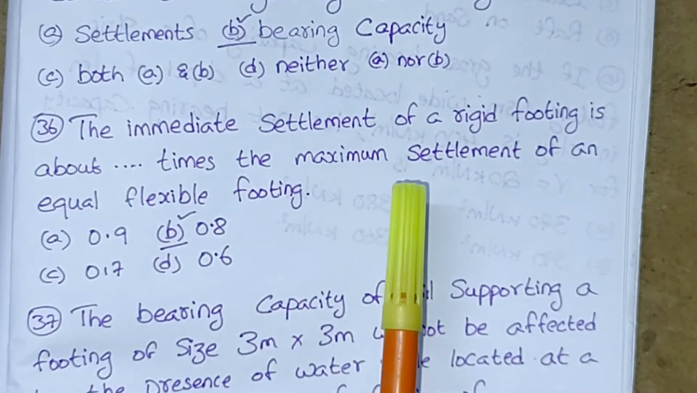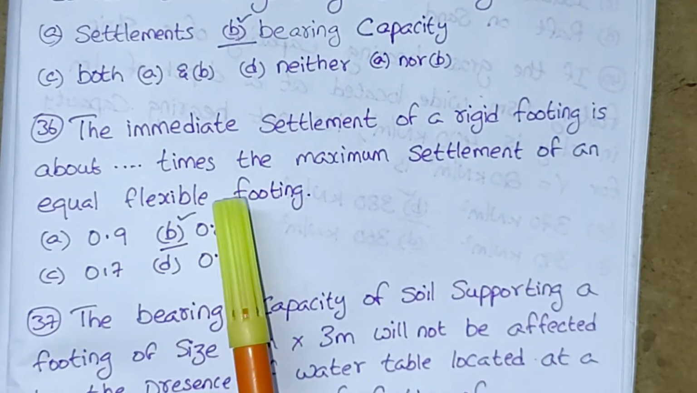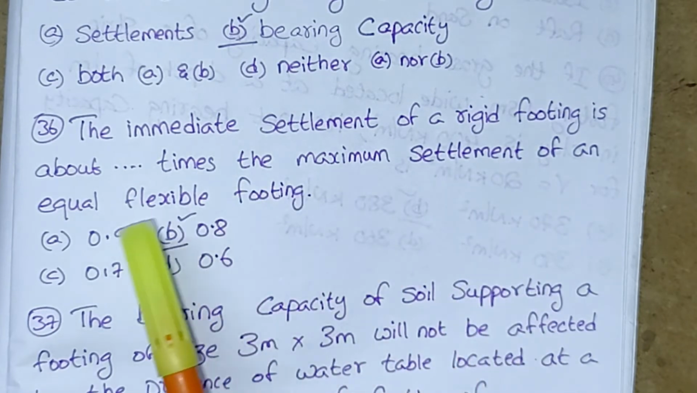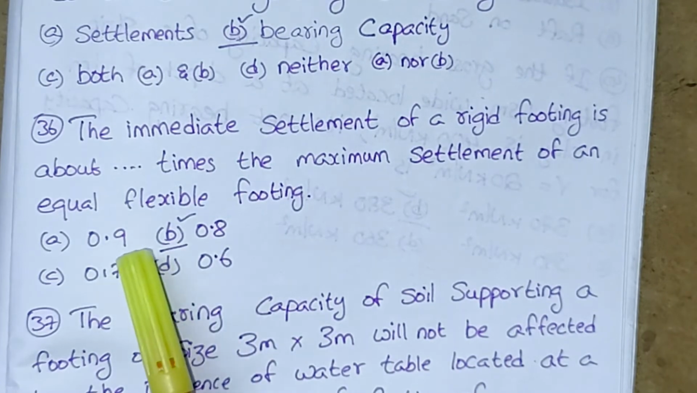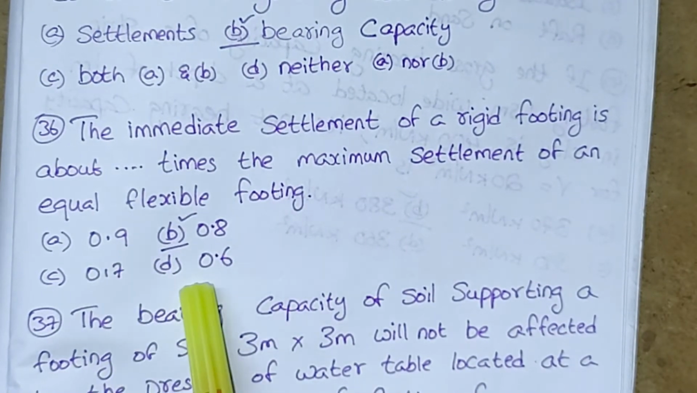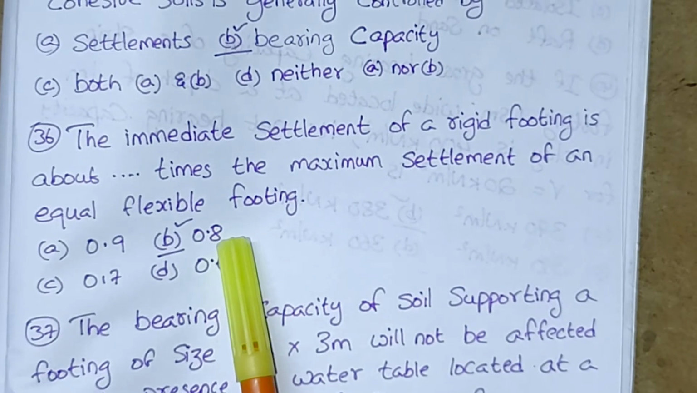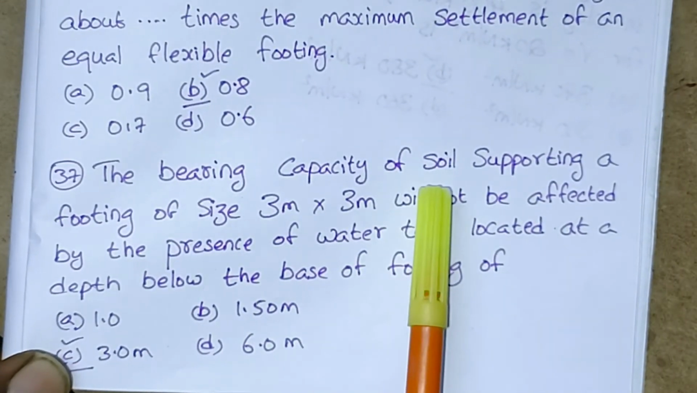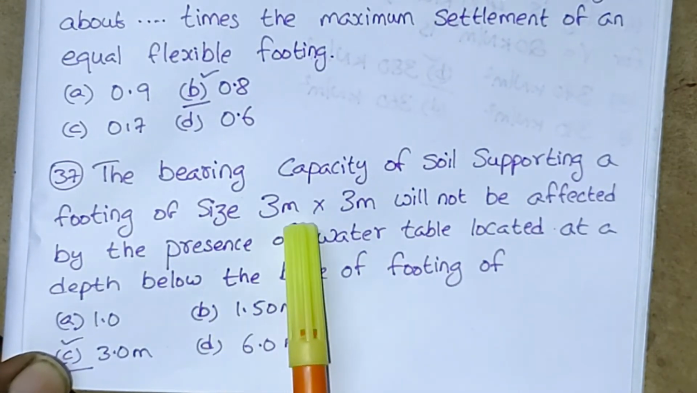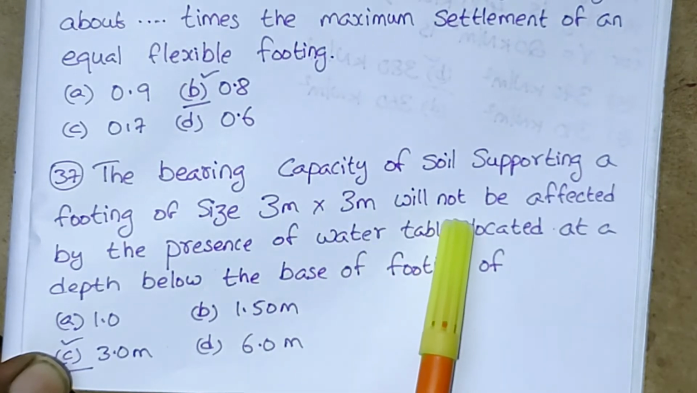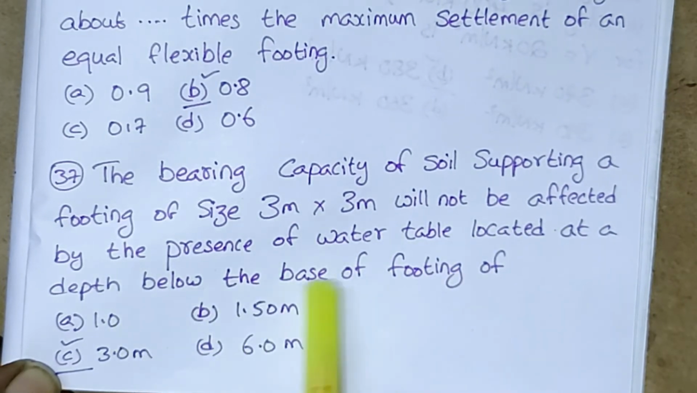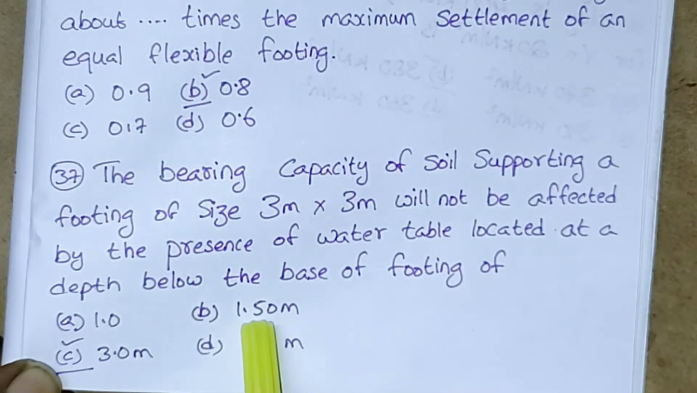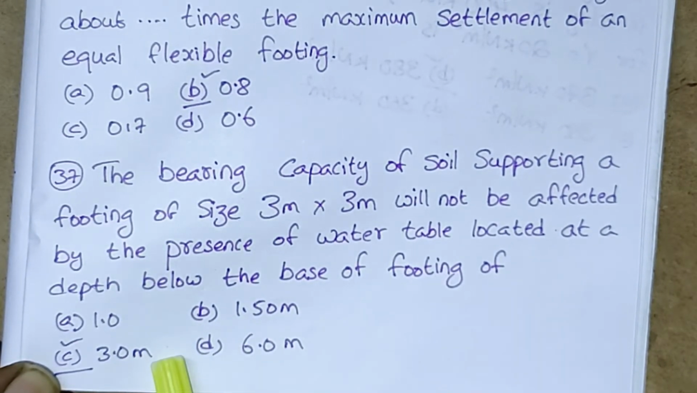The immediate settlement of a rigid footing is about how many times the maximum settlement of an equal flexible footing? Options are 0.9, 0.8, 0.7, 0.6. So the right answer is 0.8. The bearing capacity of soil supporting a footing of size 3 meters by 3 meters will not be affected by the presence of a water table located at a depth below the base of footing of 1.0, 1.50 meters, 3.0 meters, 6 meters. So the right answer is 3 meters.